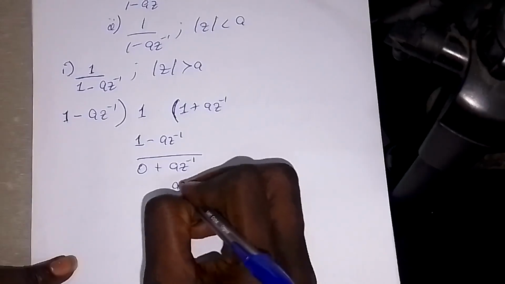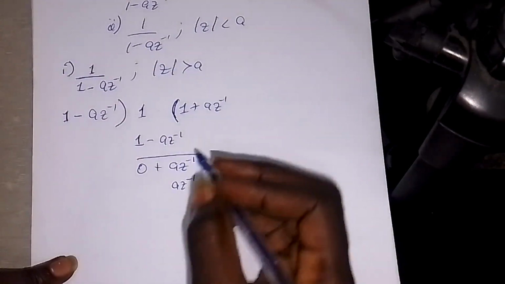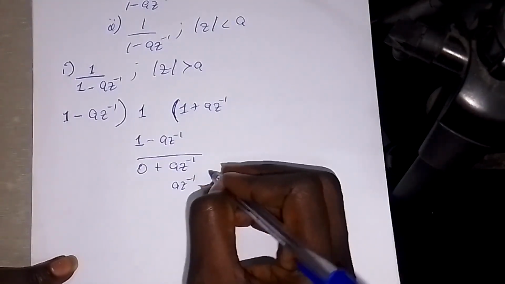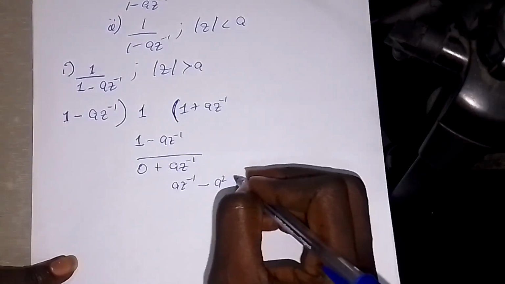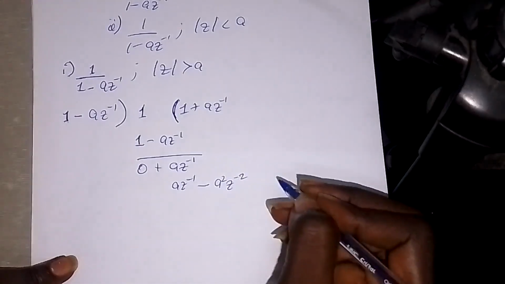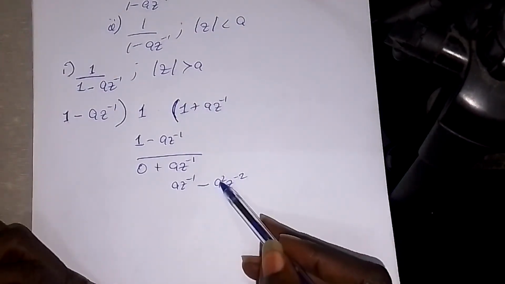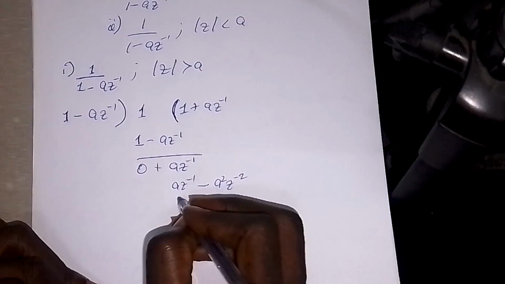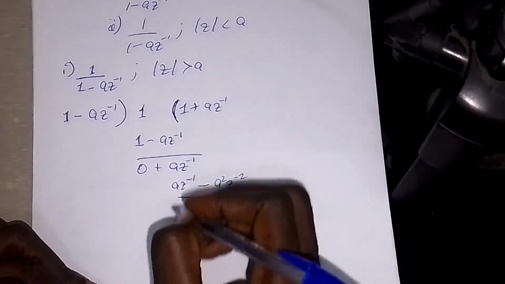I'll get a z inverse. This one multiplied by this, what will I get? I'll get negative a squared z to the minus 2. That is what I'll get. Now this one subtracted. Now I'll do the subtraction. This minus this, I'll get what? 0. Okay, I'll get 0.